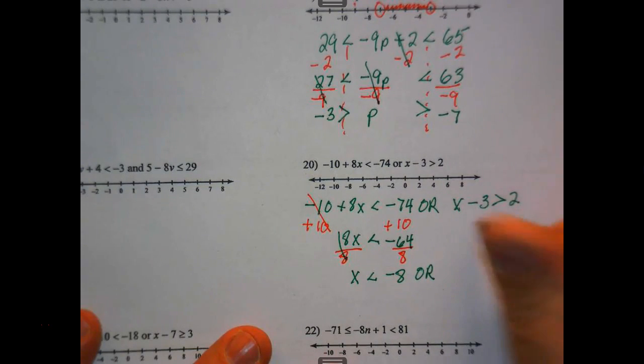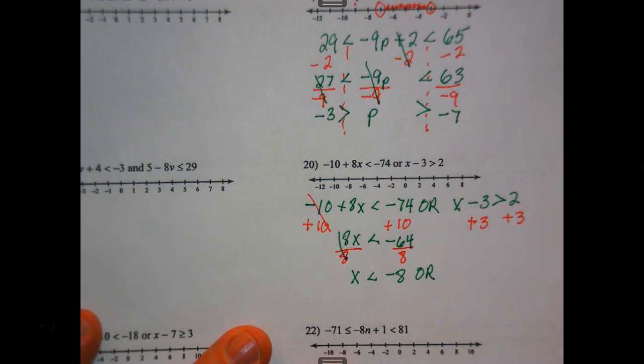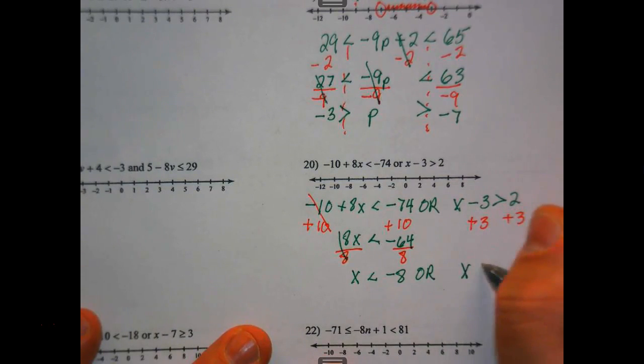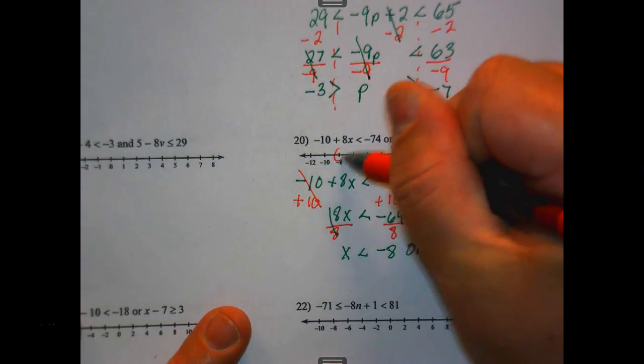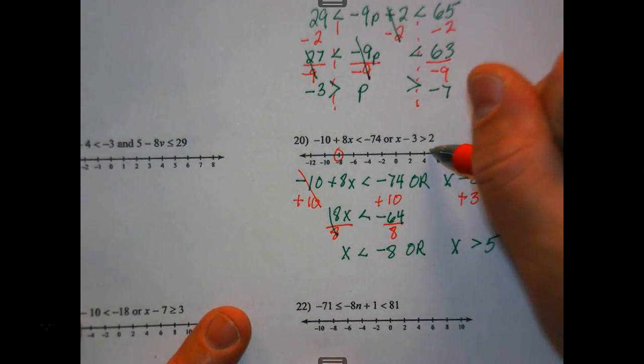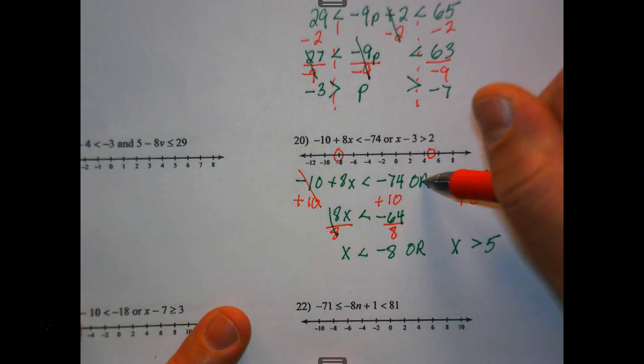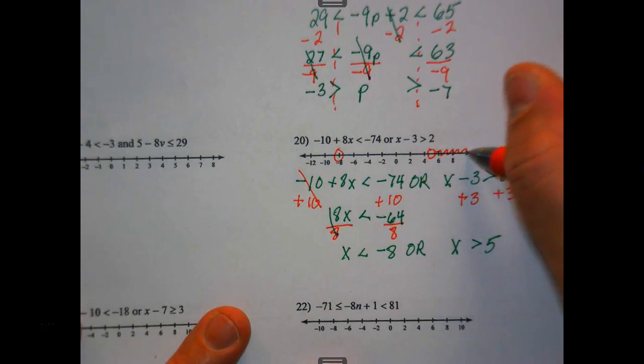Here I'm going to add 3. So I get x is greater than 5. Both of these are open circles. There's no equal sign. It's an or problem, so I'm going to shade opposite directions.